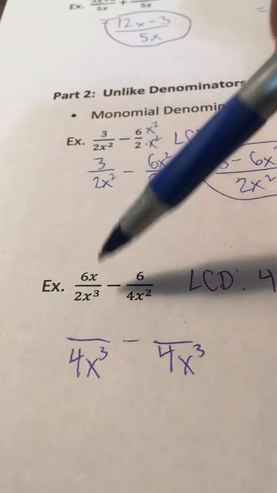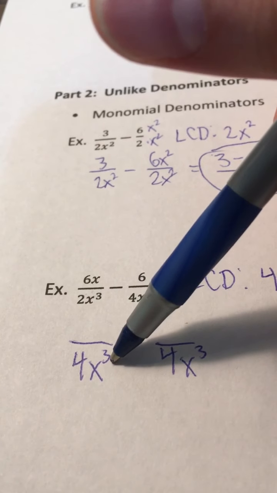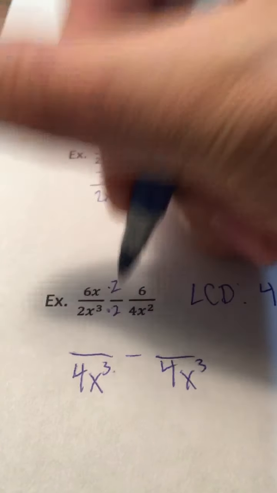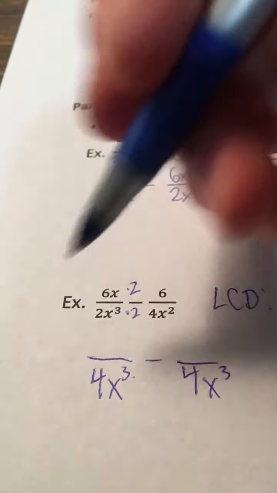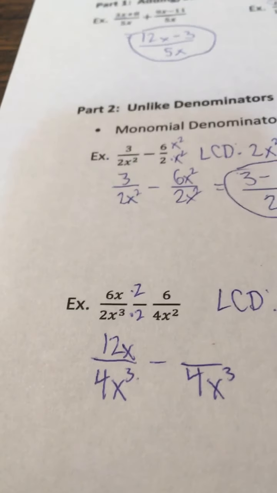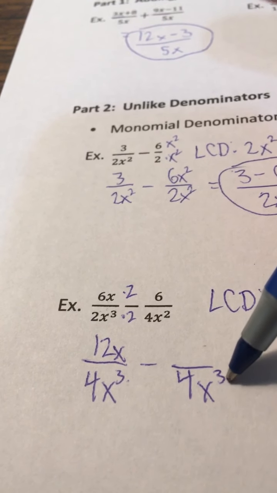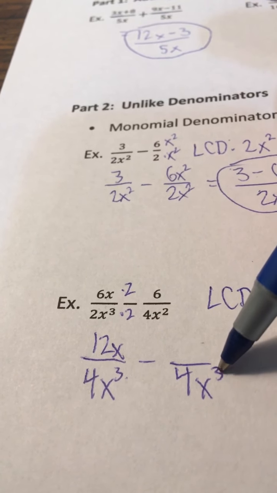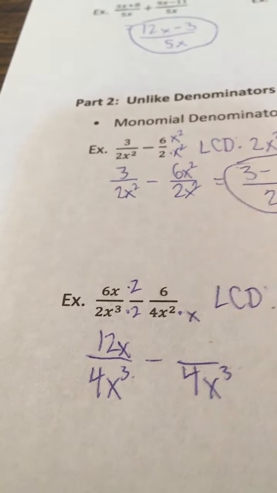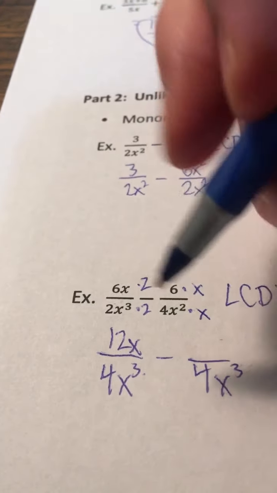So the first fraction has the x to the third. I just need to multiply by what to get 4x to the third? By 2. So I'm going to multiply top and bottom times 2. So that's going to give me 6x times 2 going to be 12x on top. And then second fraction, I have 4x squared. I need to get 4x to the third. So what do I need to multiply to get 4x to the third? I need to multiply times x. X squared times x will give you x to the third. So top and bottom times x. So on top I'm going to get 6x.